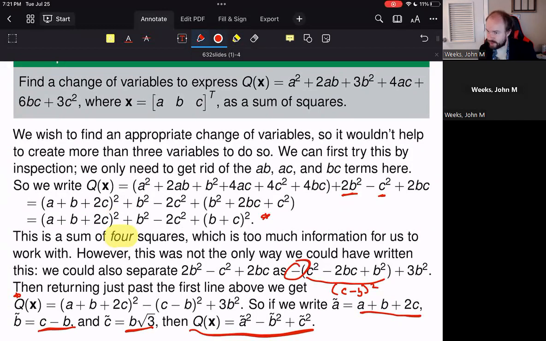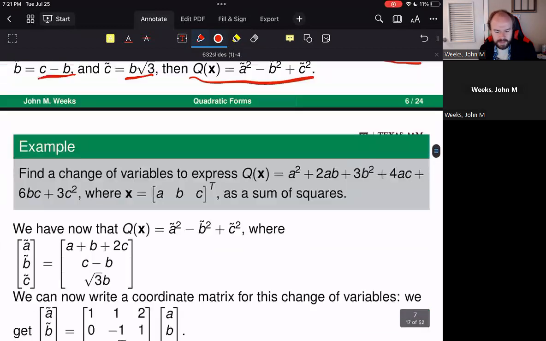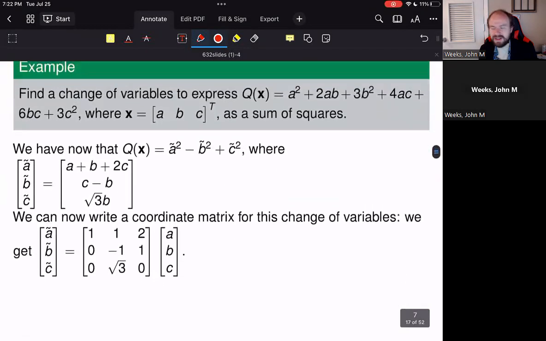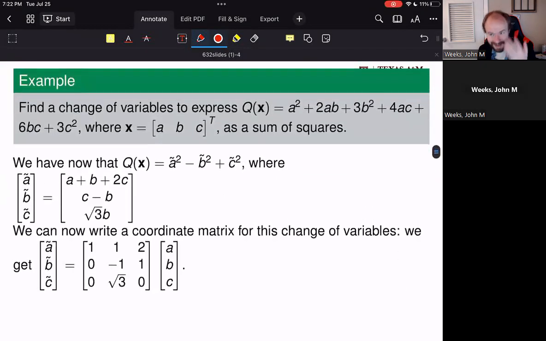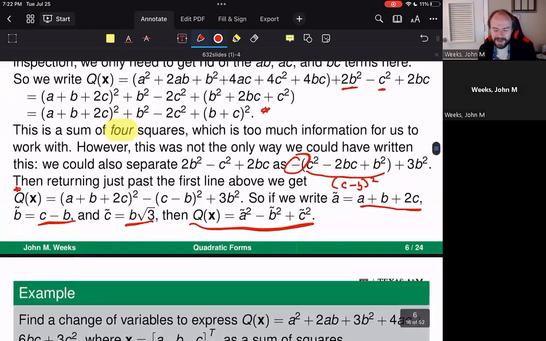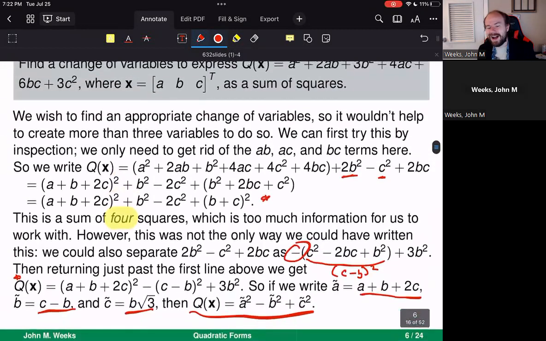But here's the question. Here's the age-old question that we're always kind of curious about when it comes to math. The question was going to be, can we do better? Is there a way to write this in terms of, instead of 3 variables, is it possible to write this in terms of 2? But before we get into that question, let's connect this change of variables back into our way of writing in terms of a coordinate matrix.